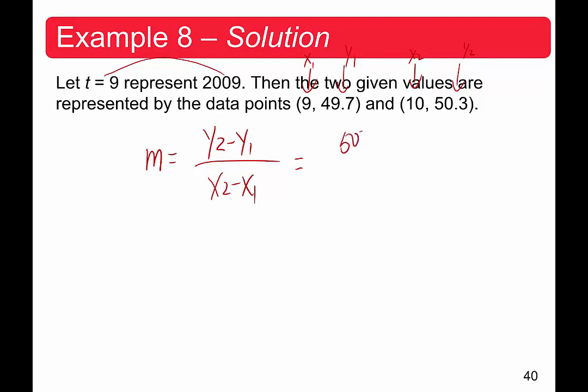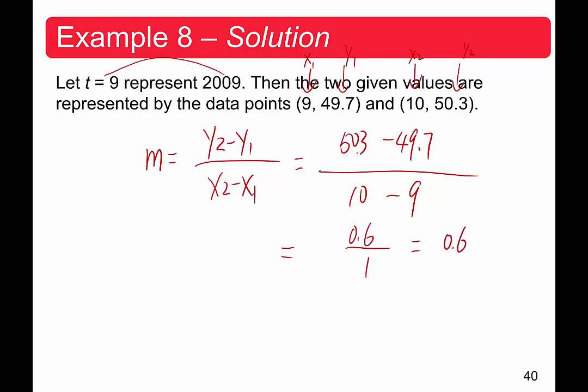So 50.3 minus 49.7 over 10 minus 9. If you find the difference, it will be 0.6 over 1. So it's 0.6 billion per year. Meaning as the time increases by 1 year, the sales will go up by 0.6 billion, because it's increasing through time.